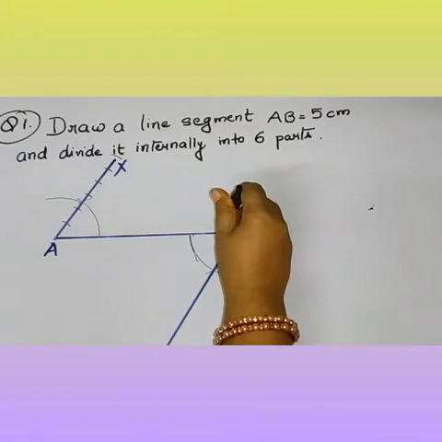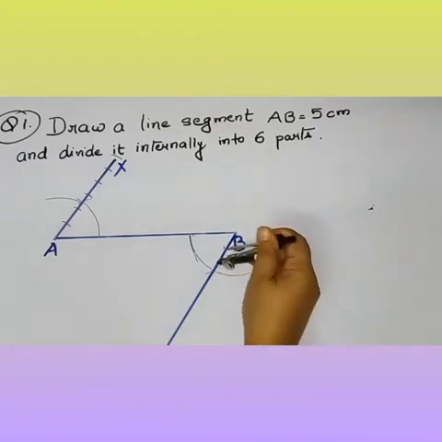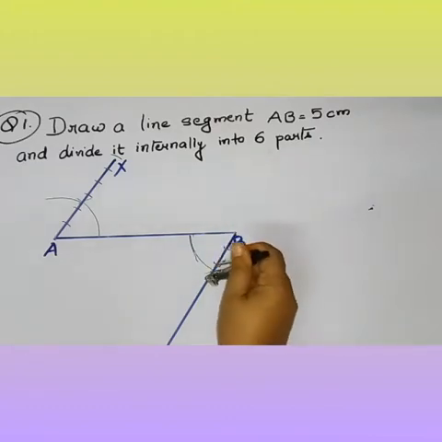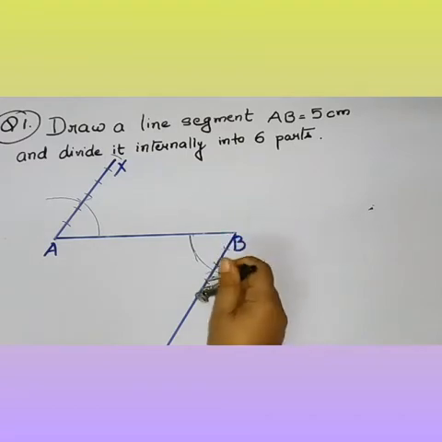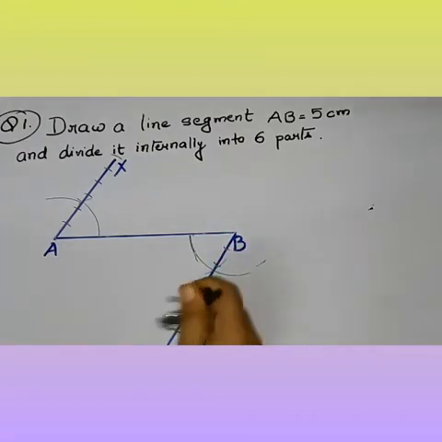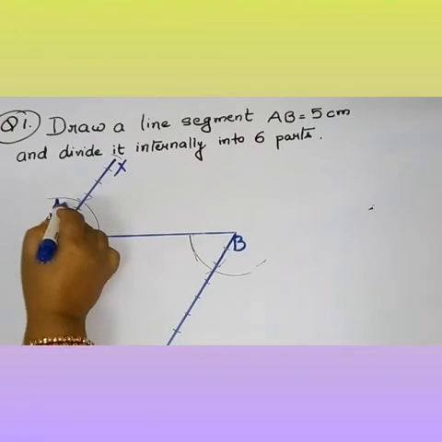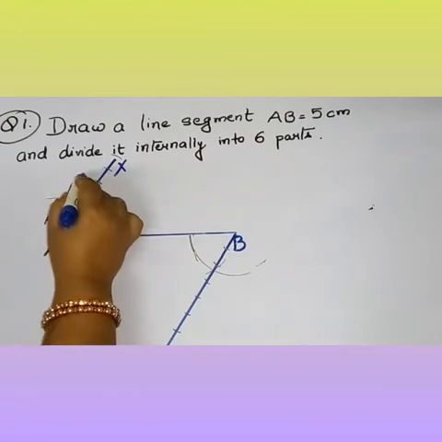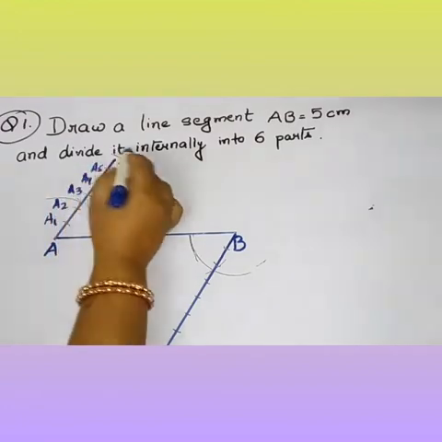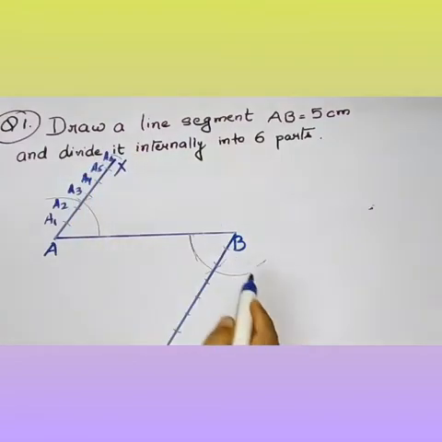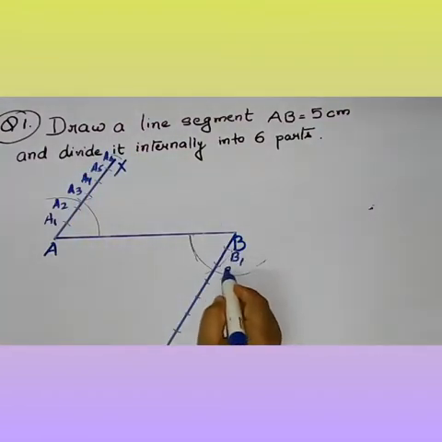The same thing here: 1, 2, 3, 4, 5, and 6. Then let us name it as A1, A2, A3, A4, A5, and let it be A6. In the same way, this one will be B1, B2, B3, B4, B5, and B6.